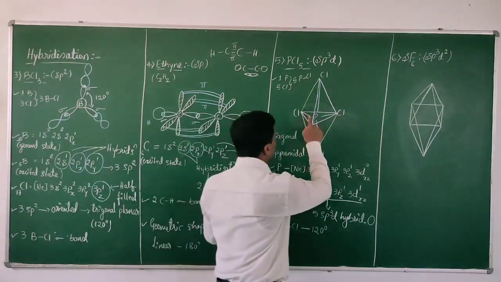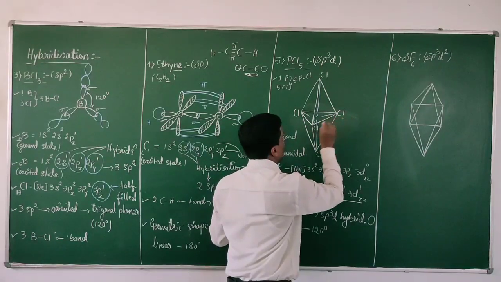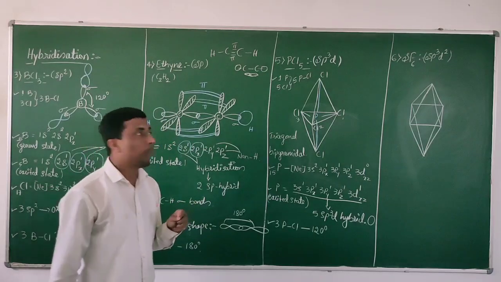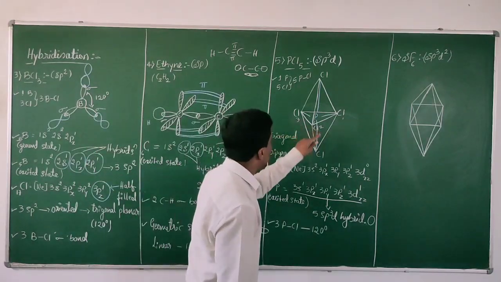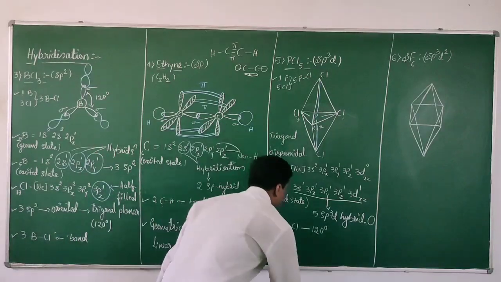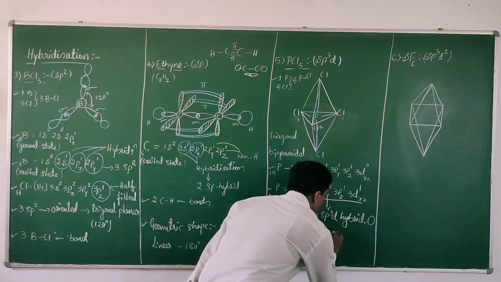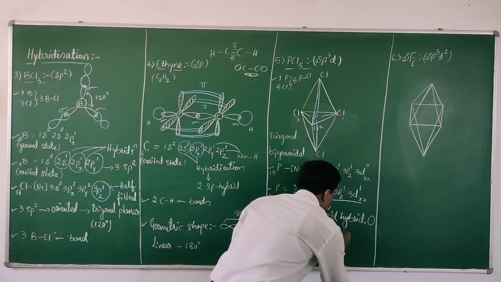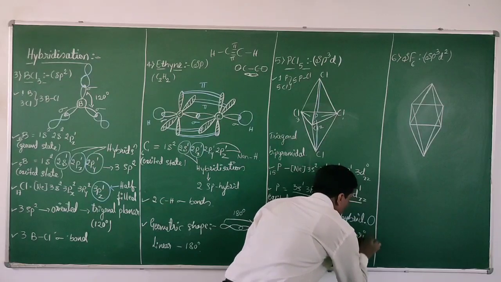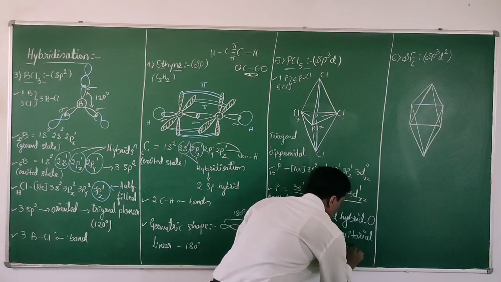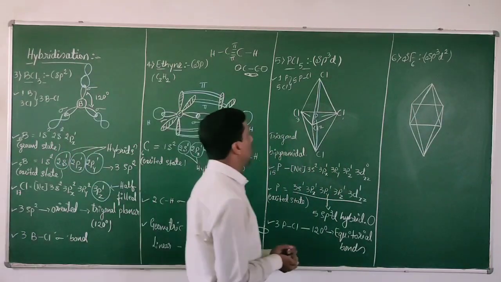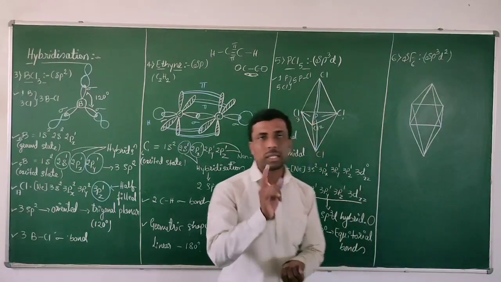120 degrees. Look here: 1, 2, 3. These three PCl bonds have a 120 degree bond angle. These are called equatorial bonds. What are these called? Equatorial bonds.